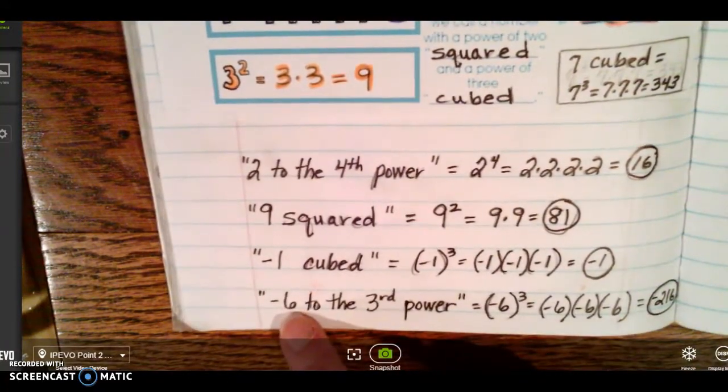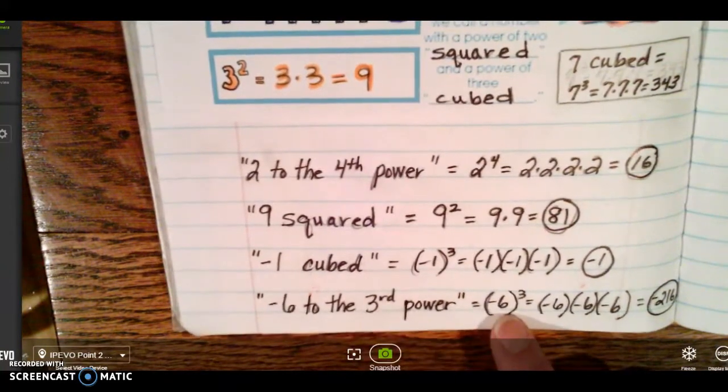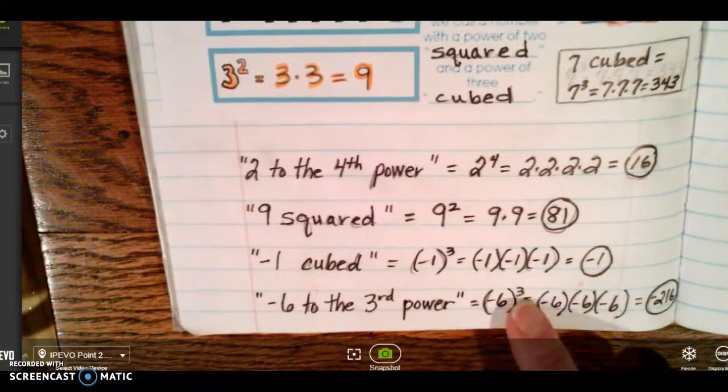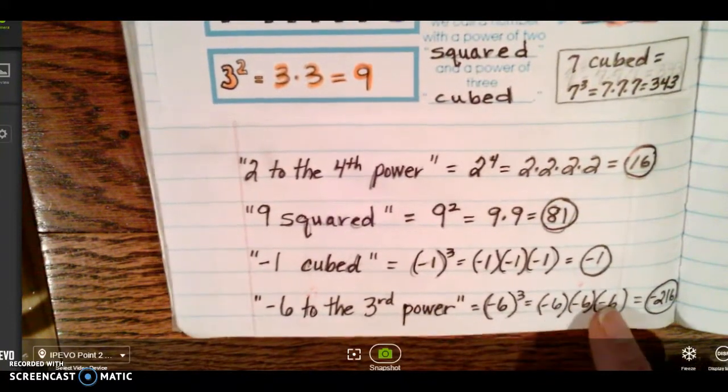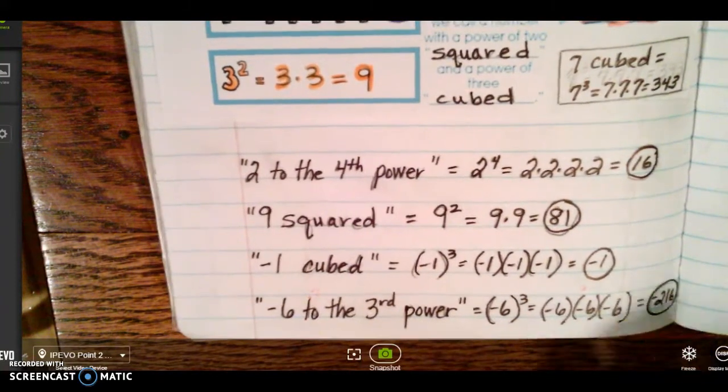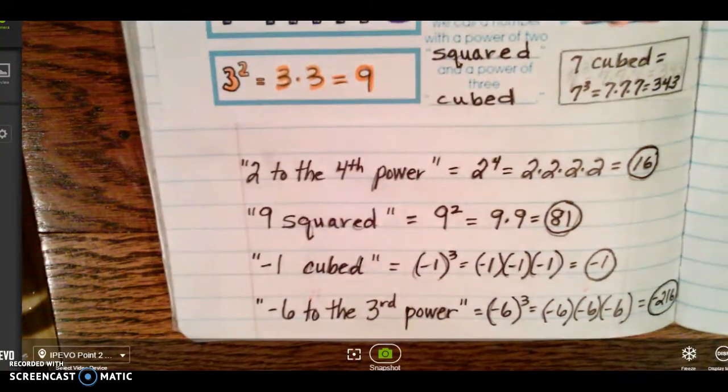Here's another negative number. (-6) to the third power. Again, we use parentheses to organize our work. To the third power, again, means we have 3 separate factors of that base, -6. And if you multiply that out, you get -216.